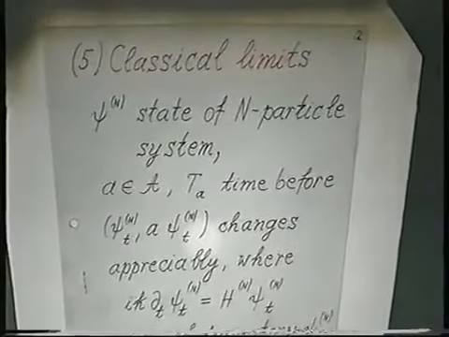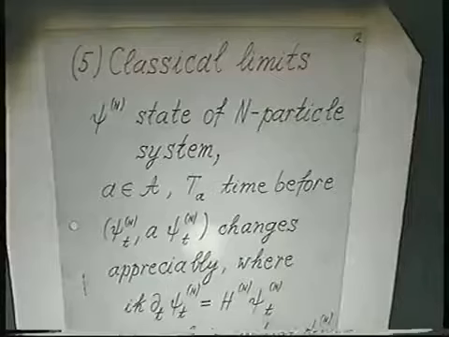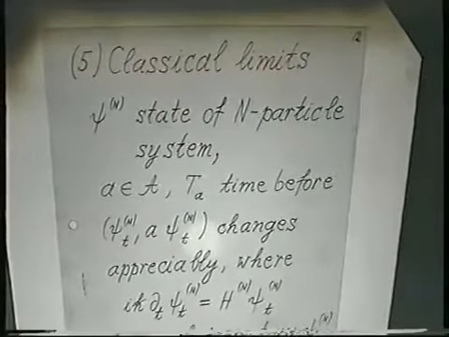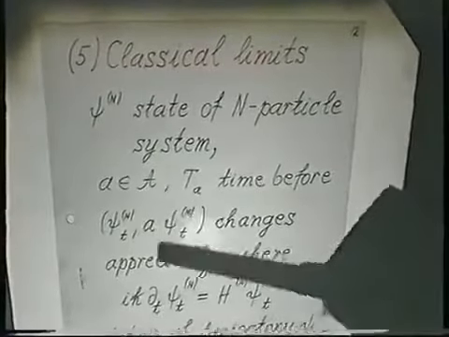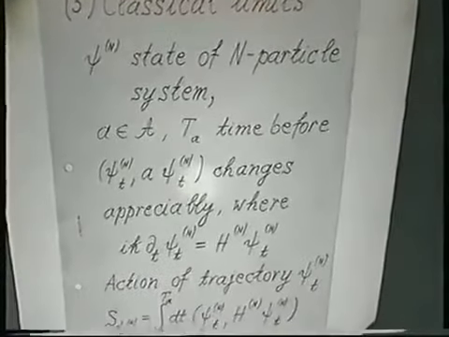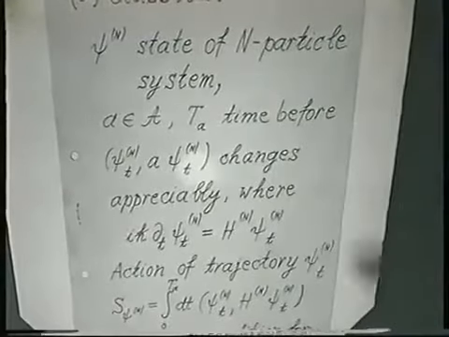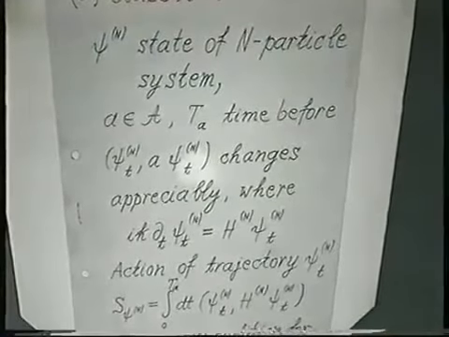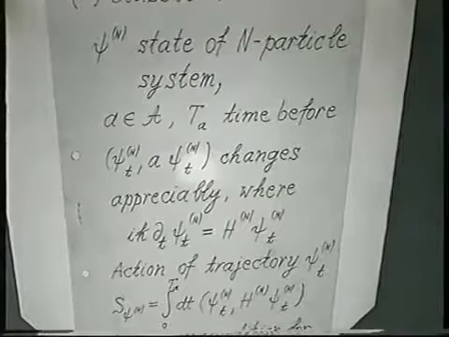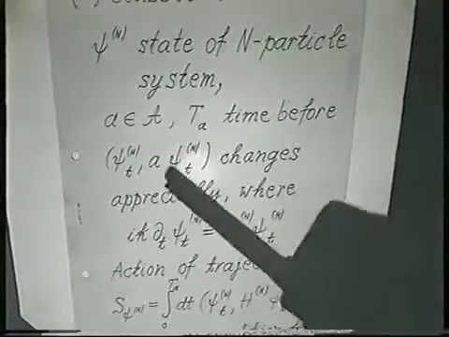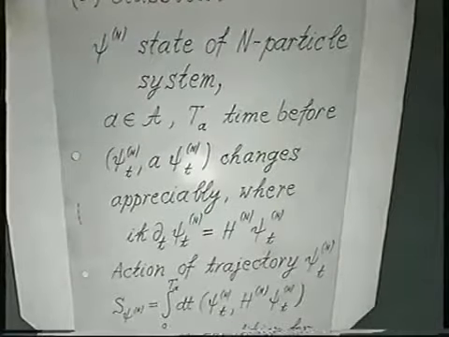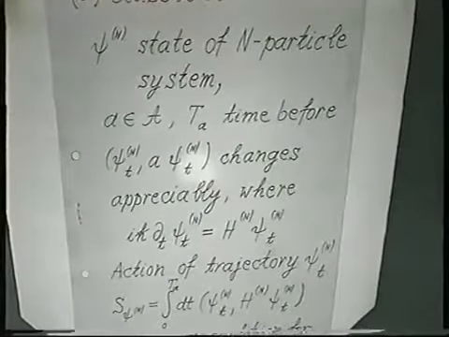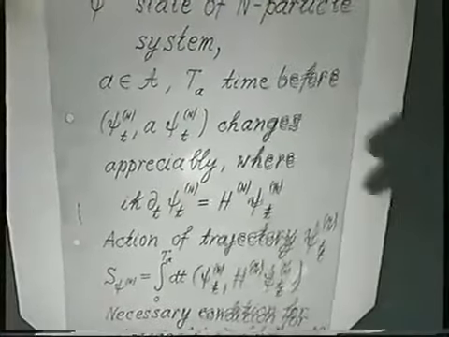So let's consider an m-particle system. Psi n is a state of this system. A is an observable in the algebra A. And T_A is a time scale which tells me how long I have to wait till the expectation value of this observable A in the state psi n changes appreciably. Of course, the time evolution of the state is described by the Schrödinger equation.